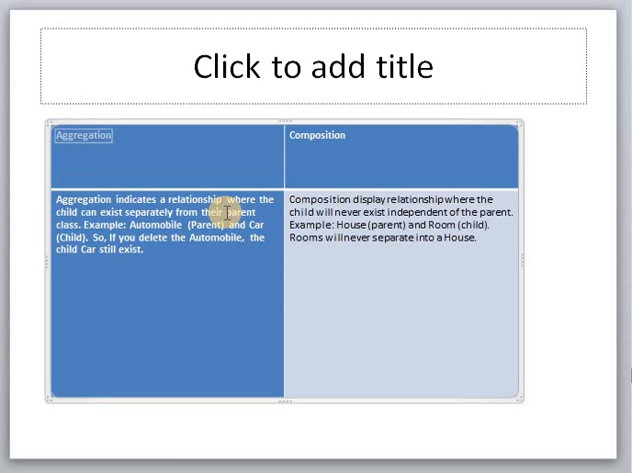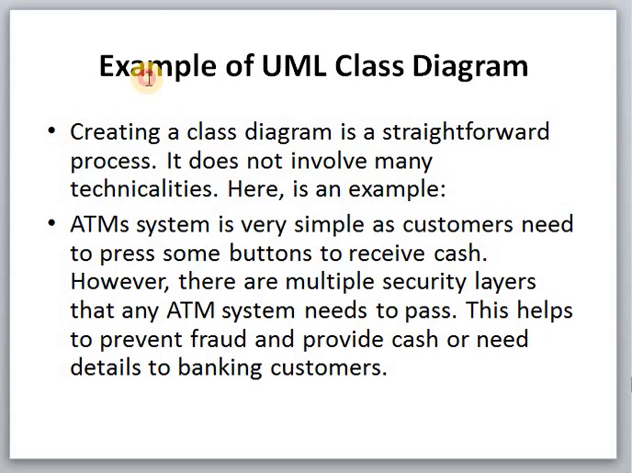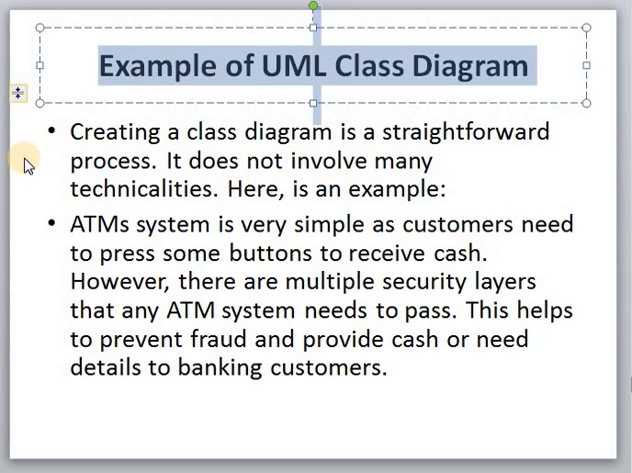without the parent. The composition relationship is totally opposite of the aggregation relationship. Composition displays the relationship where the child will never exist independently without the parent. So the example is the house as the parent and room as the child class. Rooms will never exist separately from a house. So now we will see how to create a UML class diagram of an ATM system.